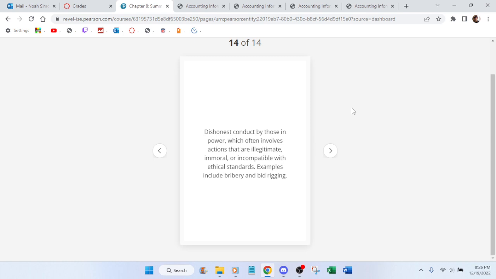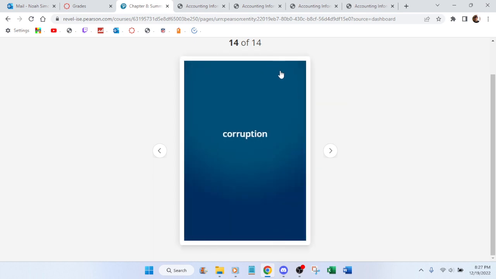Dishonest conduct by those in power, which often involves actions that are illegitimate, immoral, or incompatible with ethical standards. Examples include bribery and bid rigging, corruption.